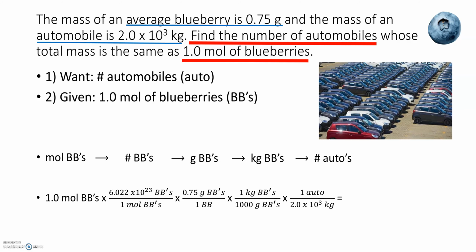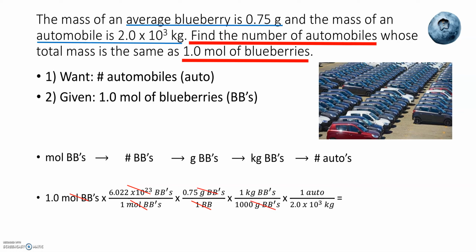When we set up our conversion factors, it looks like this, right? We have 1 mole of blueberries, and in 1 mole of anything, there's 6.02 times 10 to the 23rd blueberries. What does that do? It cancels out the unit of moles and leaves me with the number of blueberries. And now, in the problem, I see that the average blueberry is 0.75 grams. I can use the next conversion factor to cancel out the number of blueberries and get the unit of grams of blueberries.